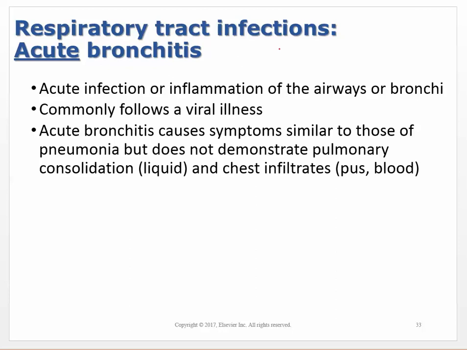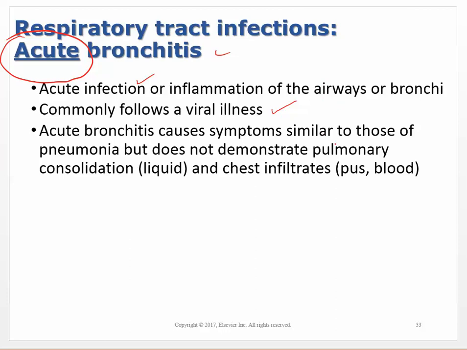So respiratory tract infections, acute bronchitis. Earlier we were talking about chronic. Now we're talking about acute. It's an acute infection or inflammation of the airways or bronchi, commonly follows a viral illness. Okay, virus. It's an infection. Okay, and it's acute. Comes on fast, kind of runs its course maybe a little more quickly, and it's not supposed to come back like it does with chronic bronchitis.